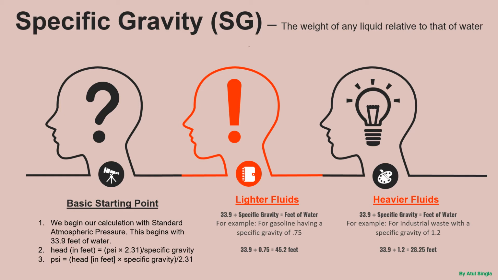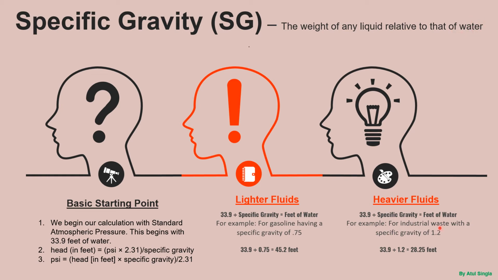Now there are two kinds of fluids. One are lighter fluids, another are heavier fluids, right? When any fluid is lighter than water, then these are lighter fluids. That means the specific gravity will be less than 1. For heavier fluids, the specific gravity will be higher than 1. So if you divide this 33.9 feet of water head by the specific gravity of that lighter fluid, then we will get the head because of that particular fluid with respect to water.